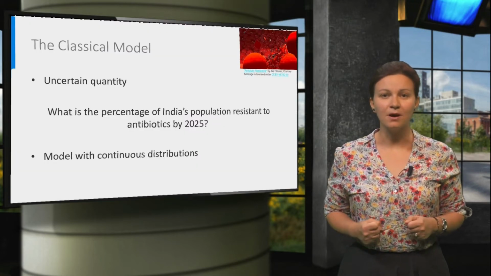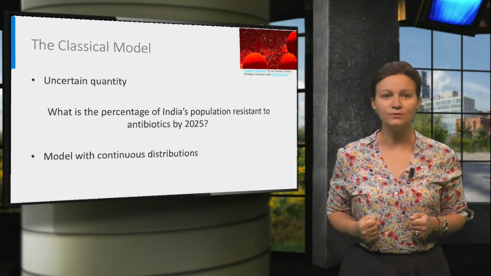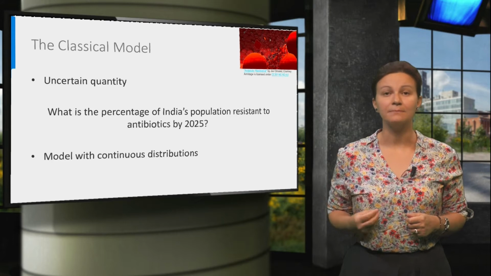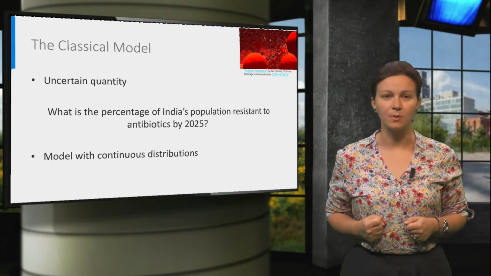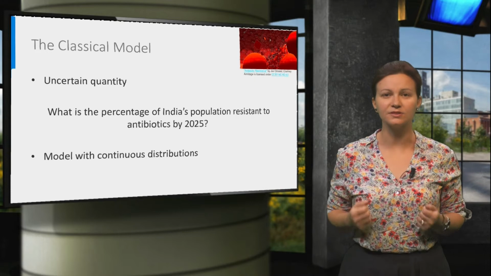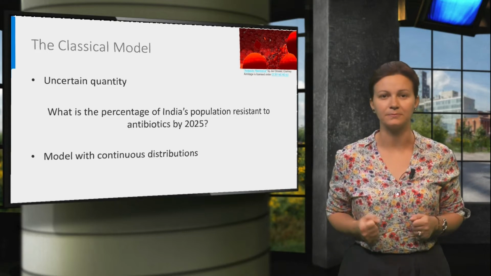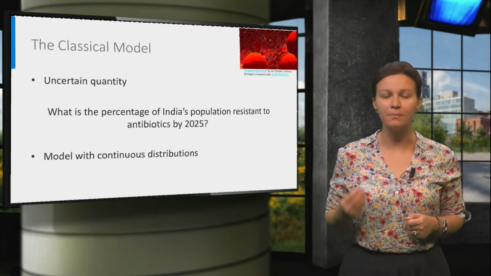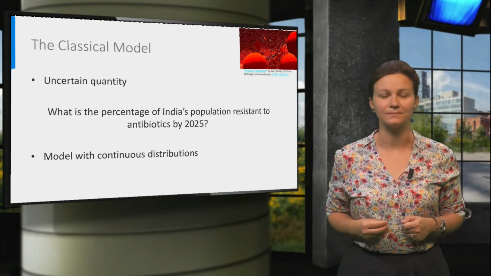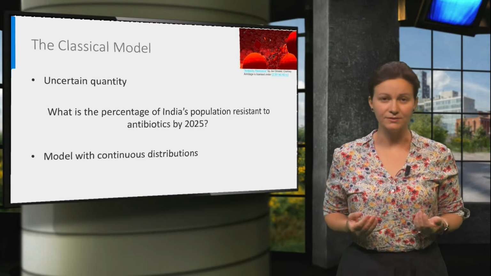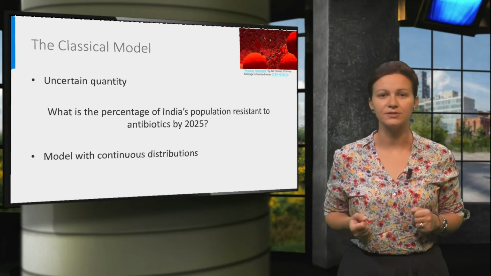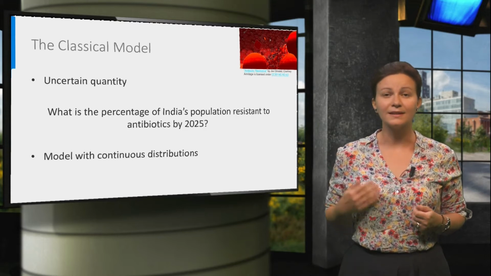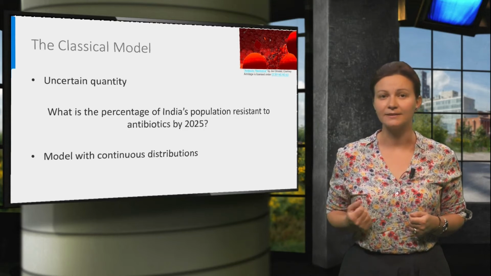Recall that the classical model, as you have learned it, aims to quantify uncertain quantities. The uncertain quantity may be the percentage of India's population resistant to antibiotics by 2025, for example. The inherited uncertainty of this unknown quantity is modeled with a continuous distribution. Therefore, all questions, both of interest and calibration, are regarded as continuous random variables. This is the classical model in its standard setting.